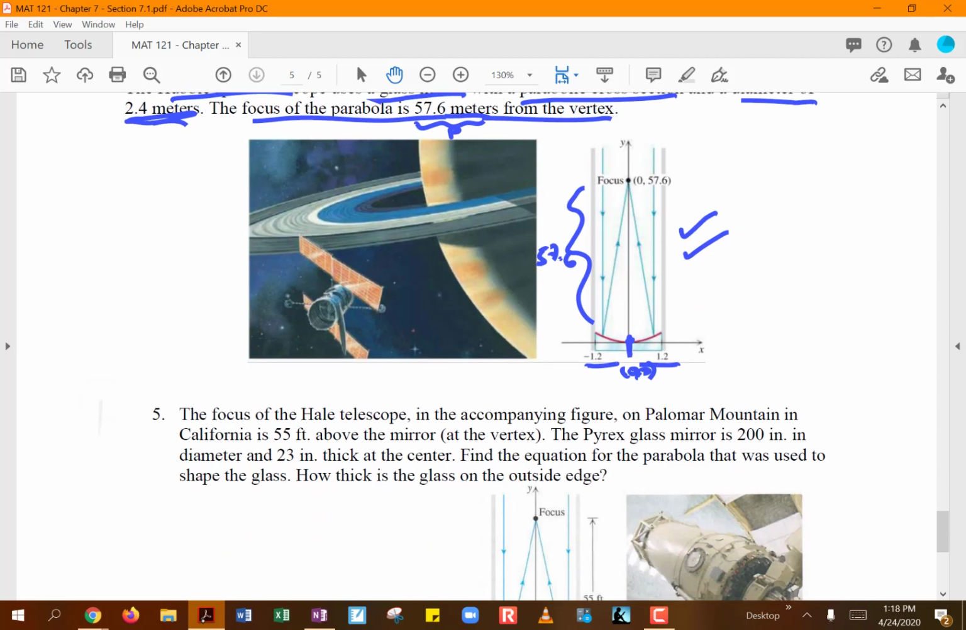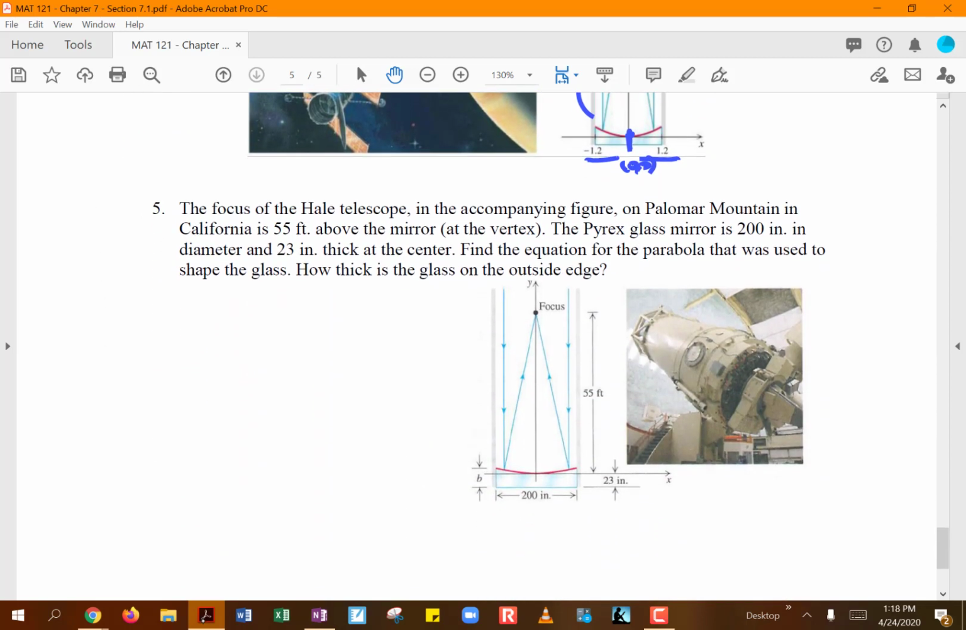So they're just showing you what the cross section of this parabolic mirror would end up looking like. Now we actually have an example that we want to work through, and this one is talking about the focus of the Hale telescope, and you can see that in the figure over here. On Palomar Mountain in California is 55 feet. So they're saying from the vertex to the focus, that is a distance of 55 feet. So remember, this is going to be our p-value.